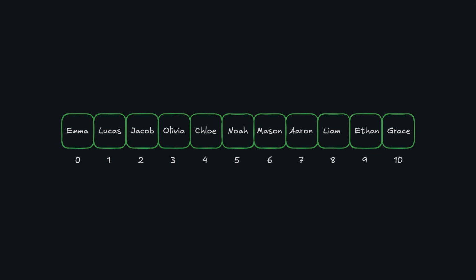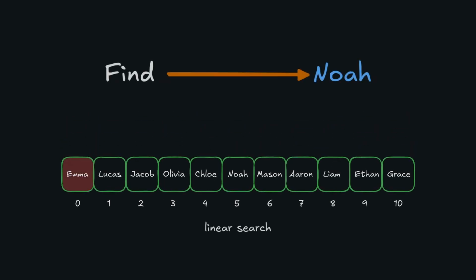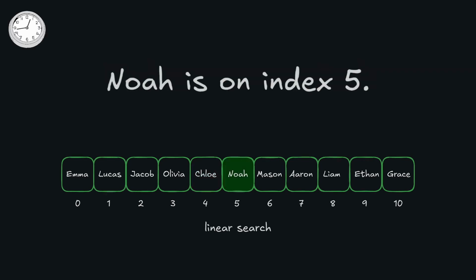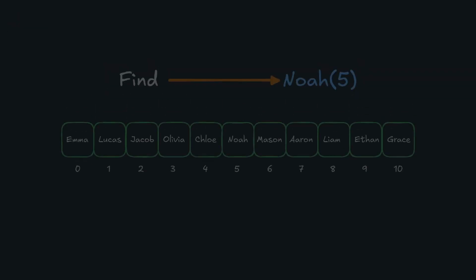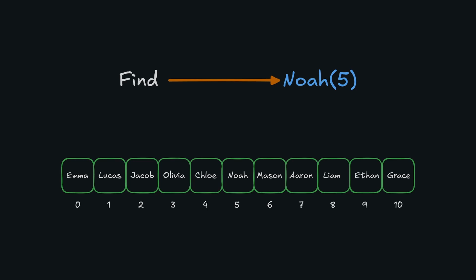Imagine a simple array. If you want an item, you could check each element one by one. This is called a linear search. For a large array, it can take a long time. Now, suppose you know the index of the item. You can access it immediately. The time it takes does not depend on the array's size or the item's position.